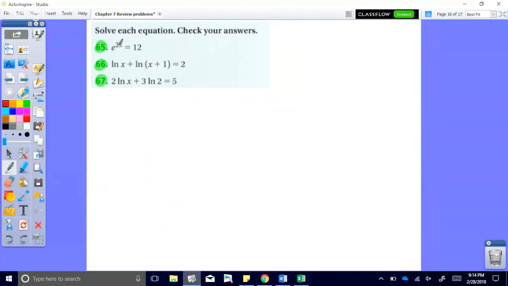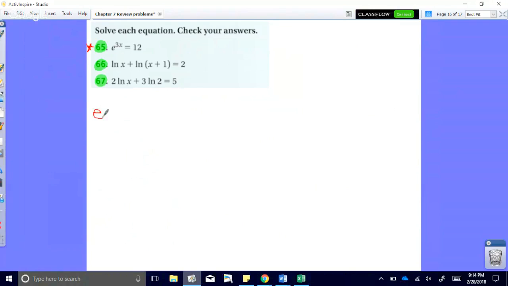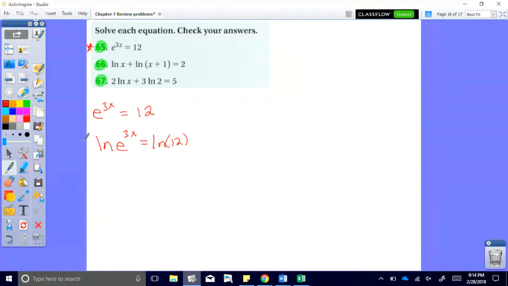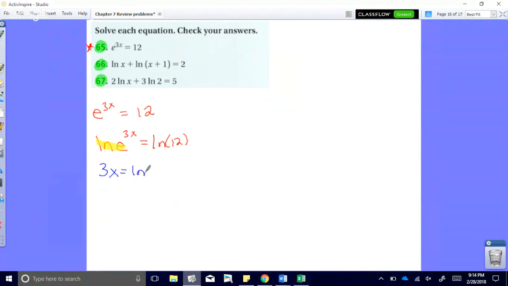Okay, solve each equation. Check your answer. So I have e to the 3x equals 12. We said exponential functions, I like to take the natural log of both sides. So I'm going to take the natural log of e to the 3x and set that equal to the natural log of 12. And again, like the last one, you can take the 3x and put it on the outside. However, we talked in class about how ln and e undo each other. So those essentially cancel, so I'm left with 3x is equal to the natural log of 12.